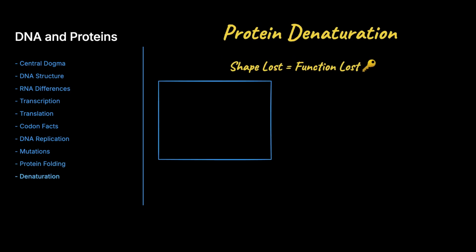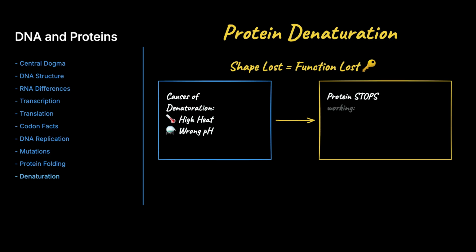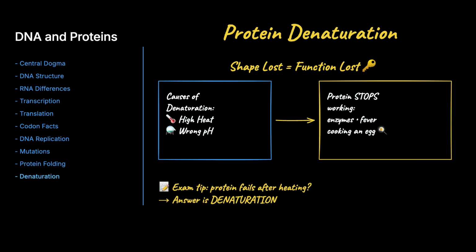So why does shape matter so much on the exam? Because if a protein loses its shape through denaturation from heat or wrong pH, it stops working entirely. That single idea connects to enzymes, fever, and even cooking an egg. When a question describes a protein failing after heating, denaturation is almost always the answer.